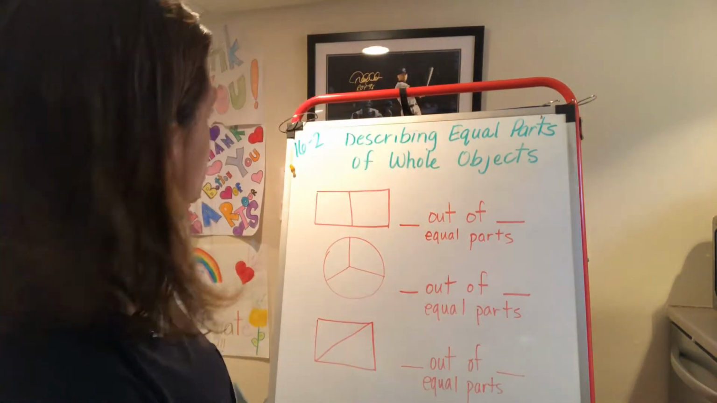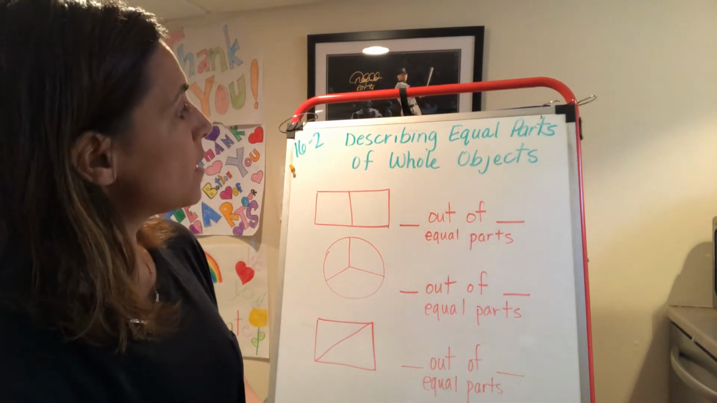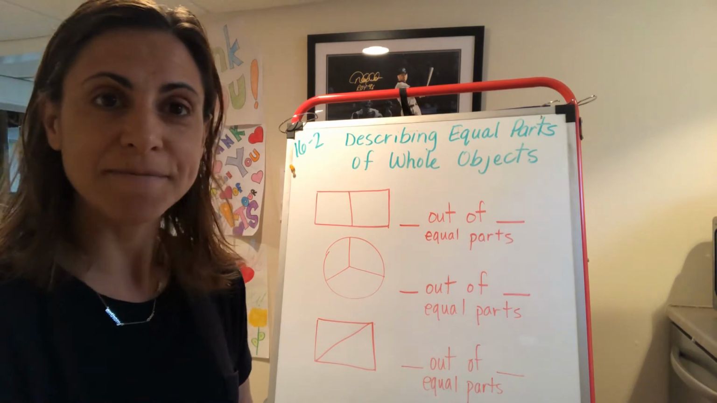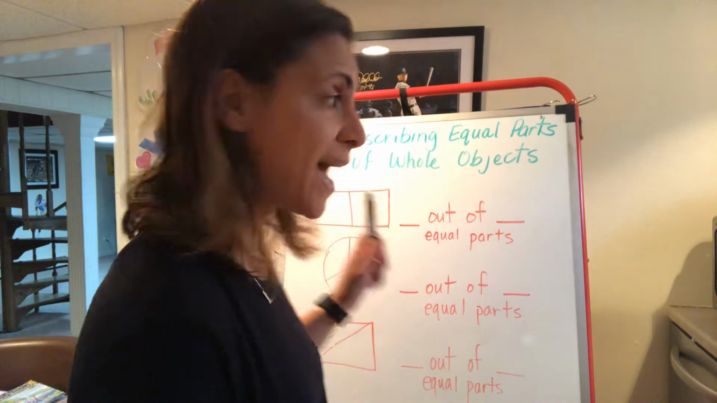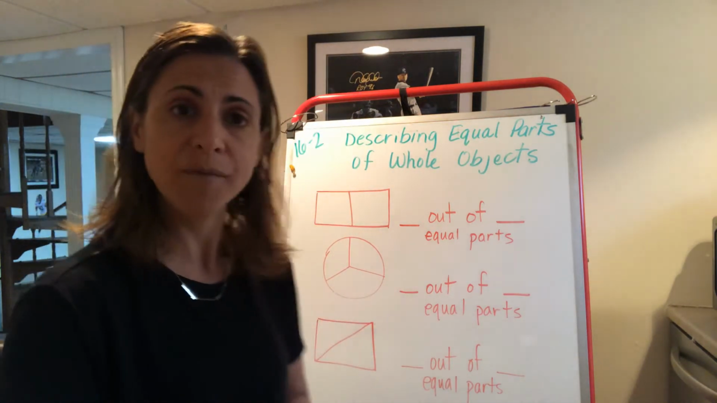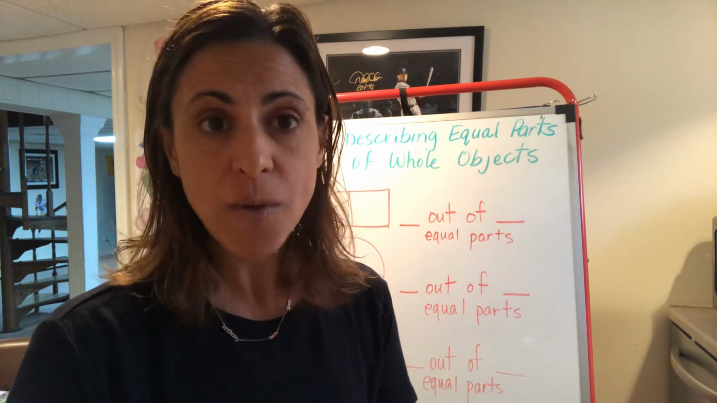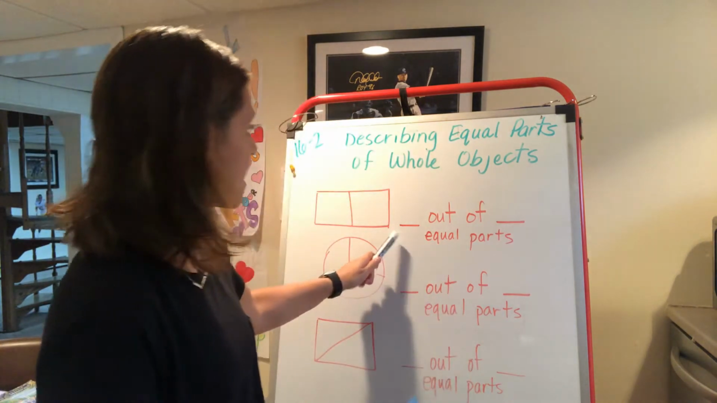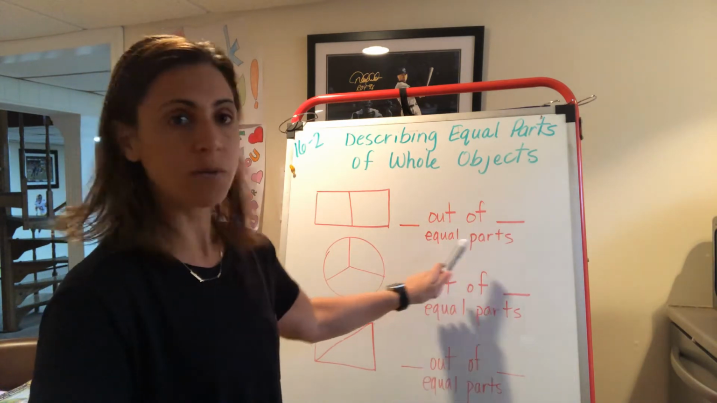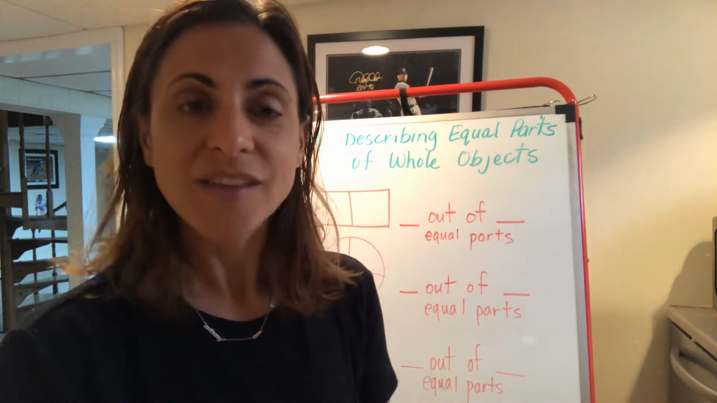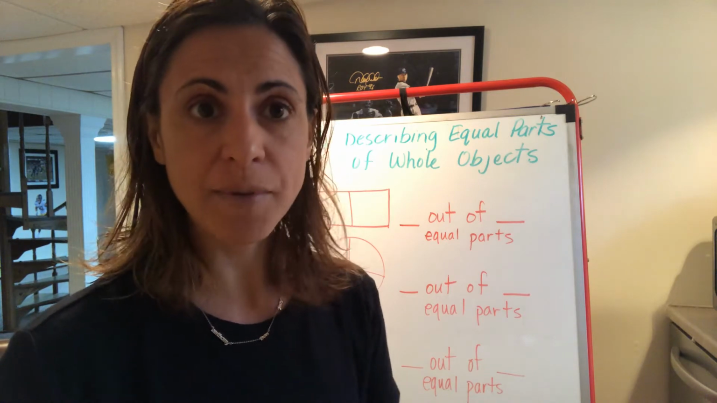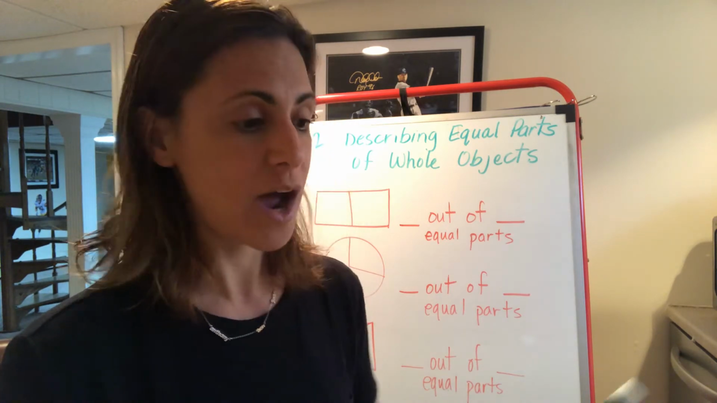We are on 16-2 and it is called describing equal parts of whole objects. Yesterday we learned that shapes can be divided into parts and sometimes they are equal parts and sometimes they are not equal. Well, today I'm going to have you take a look at whole objects. I'm going to shade in a certain amount of the shape and you have to decide how many out of how many equal parts do you see? So I'm going to give you a try. Let's try a couple, practice, and then you're going to work on 16-2.